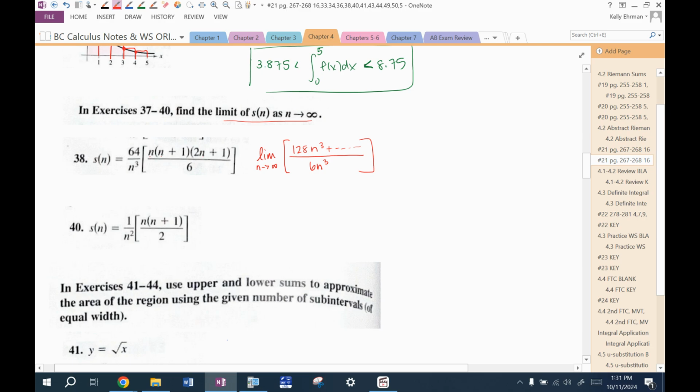Remember, when we're taking limits at infinity, we're thinking about what is the horizontal asymptote if I were to graph this thing. And because we have a tie, same exponent top and bottom, it divides out to 128 over 6. If I reduce by 2, that's 64 over 3.